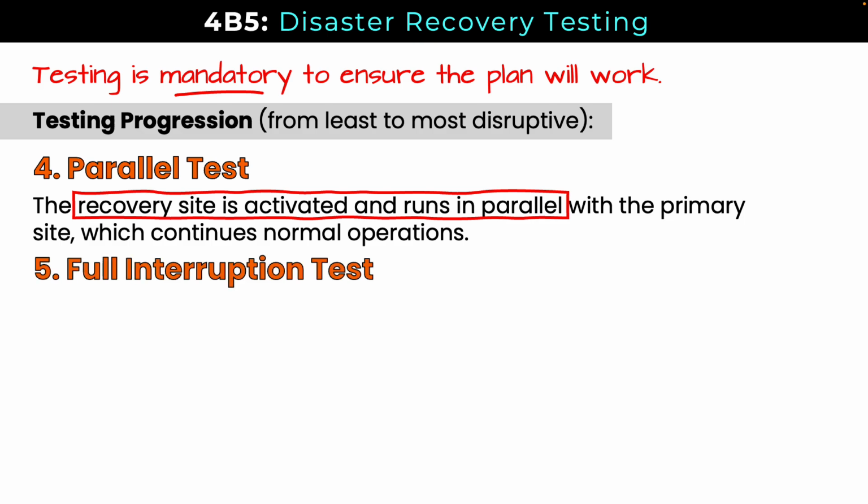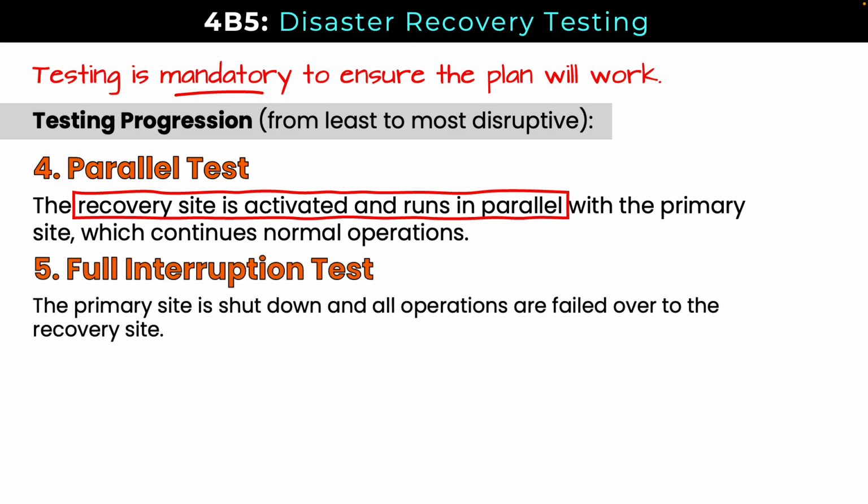And then there's the full interruption test, where the primary site is shut down and all operations are failed over to the recovery site. The way we see that play out in the real world is most organizations will try to perform a full interruption test annually to make sure that they can actually run from that alternate site. I've even worked with one company where they fail over once a year and they run from the alternate site for a week to make sure that it really takes.